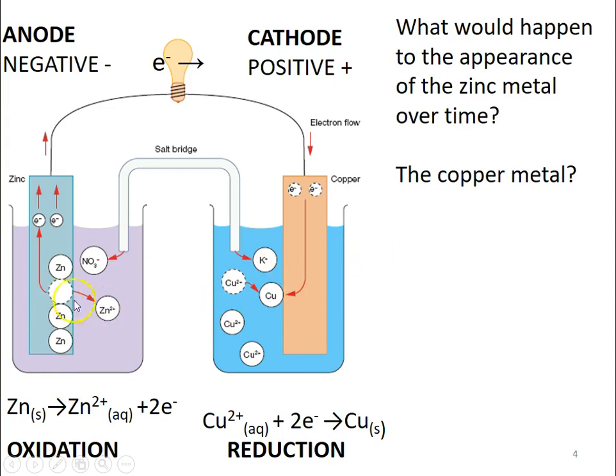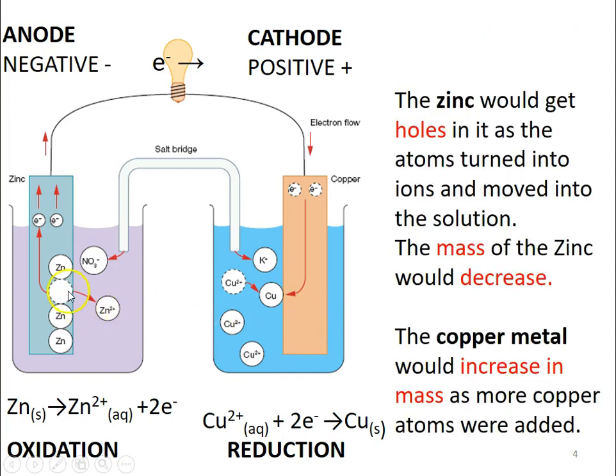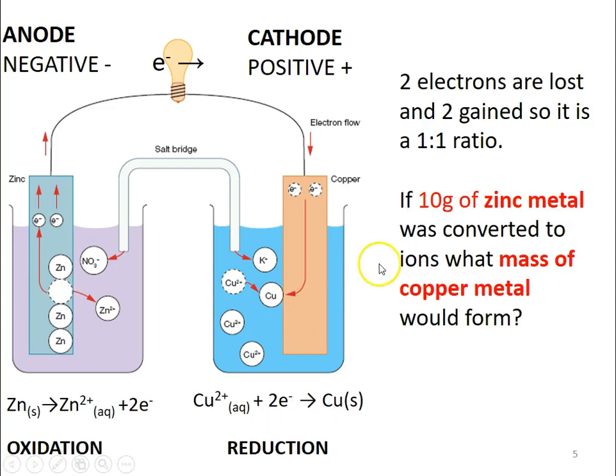So what would happen to the zinc metal after a period of time? And these ions are coming over here and being turned into atoms. So what would happen to the copper electrode over time? So the zinc would get holes in it because it's being turned into zinc ions. So this metal would start to fall apart and this metal would start to build up because extra copper atoms are being added. Decrease in mass and increase in mass. So we know there's 2 electrons lost, 2 electrons gained, so it's a 1-to-1 ratio.